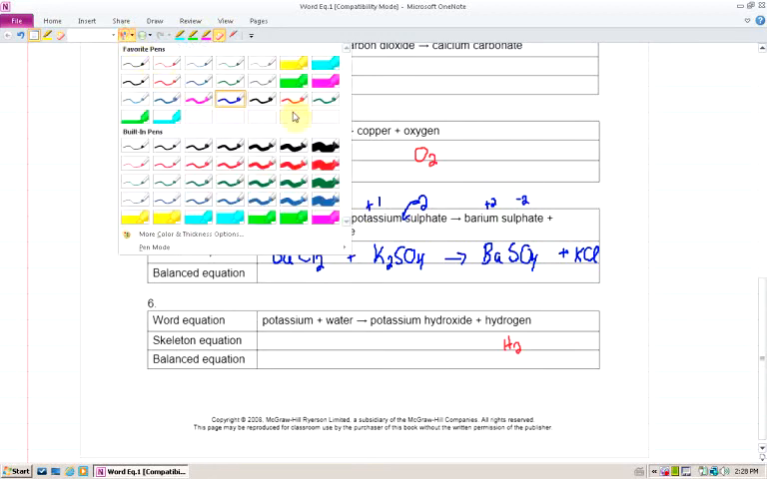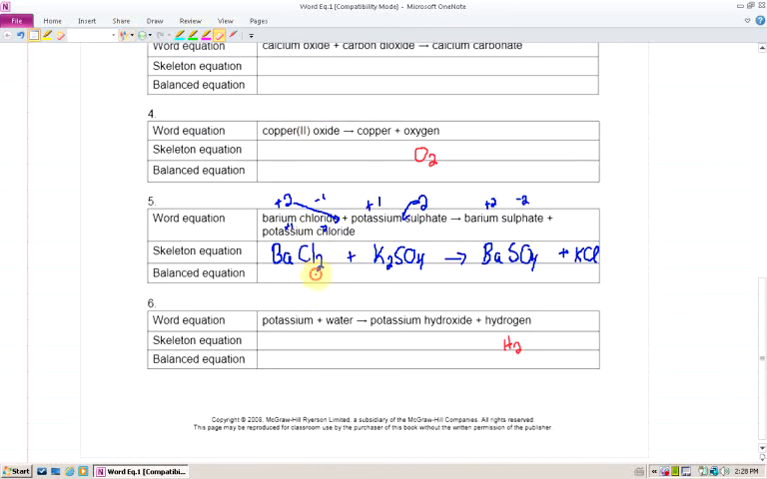The next step would be to balance this equation, so I'd start with my chlorine, which has 2, and I'll put a 2 there for the chlorine. That 2 is also for my K, which works on the other side. I have 1 set of SO4 on each side, so this one does not need any further numbers.